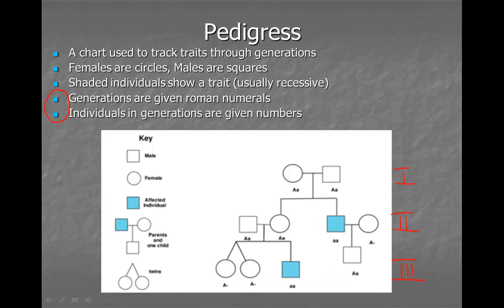And then the individuals within generations are given regular numbers. So 1, 2, 1, 2, 3, 4, 1, 2, 3, 4. And you can see I started over with each generation. This allows people to discuss the pedigree and say things like, well, individual 2, 3 is affected by the trait. And then we all know we're talking about this male right here.